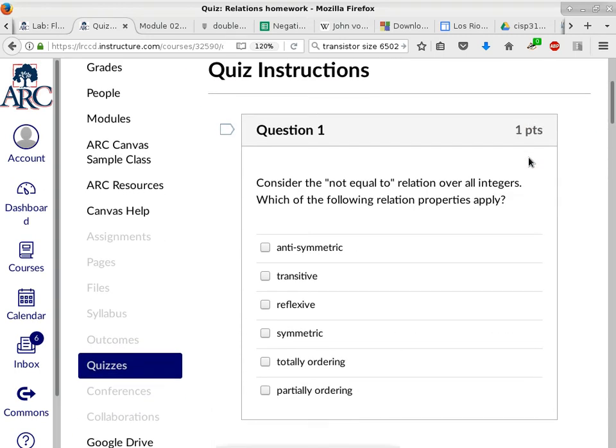Question number one. Consider the not equal to relation over all integers, because I have to be very clear about what the relation is defined over, because that can change the property as well. Which of the following relation properties apply? Let's check out each one first. Is not equal to antisymmetric? What makes something antisymmetric? What is the definition of antisymmetric?